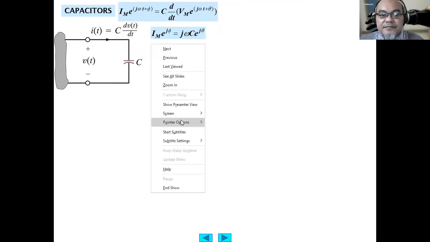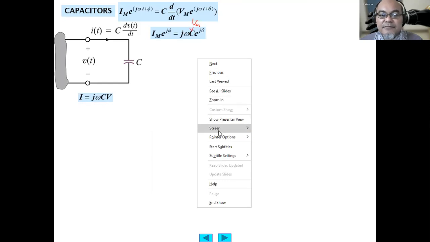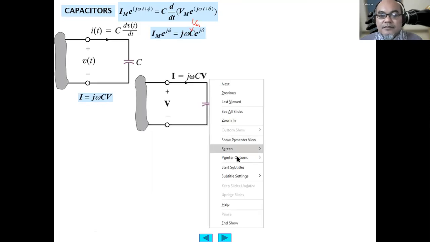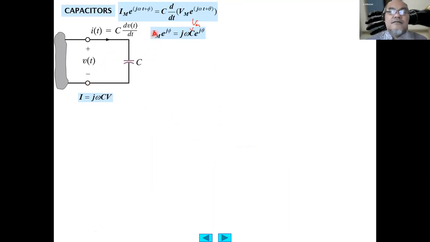Actually, there should be Vm here. This was forgotten. It should be Vm there. Then from there, this is the I phasor, and this, Vm exponent j theta, is also the V phasor. So j omega C times the phasor.